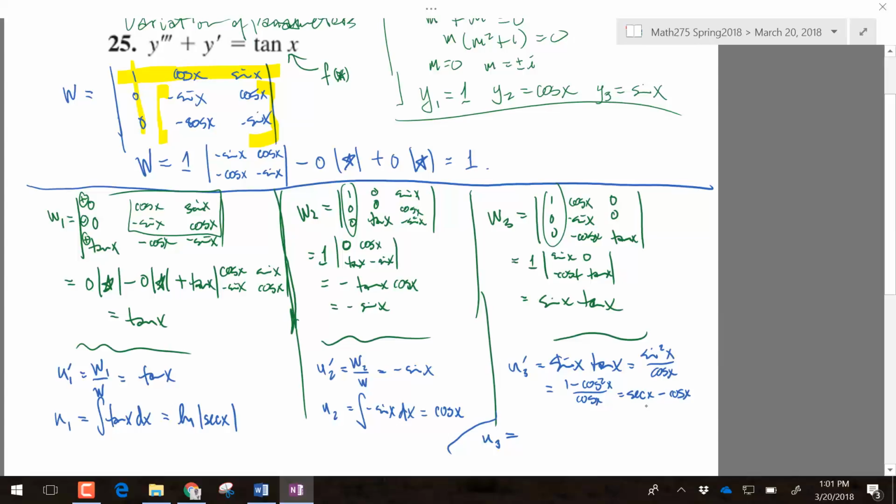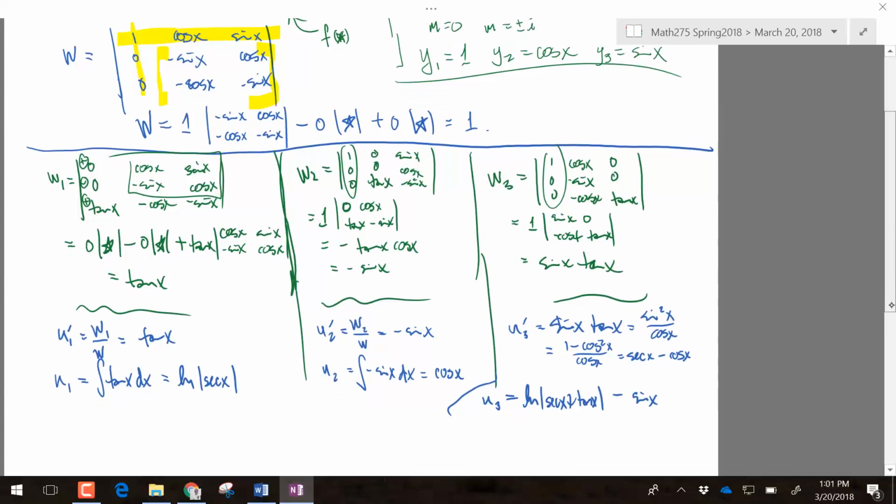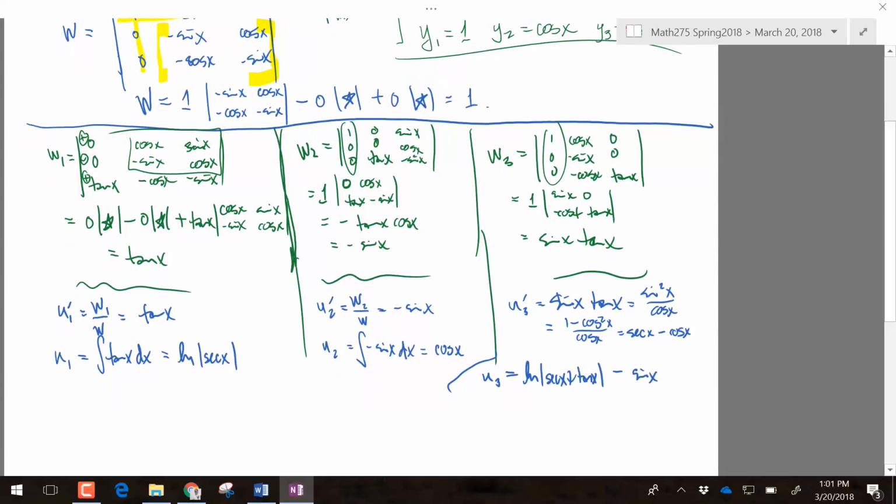So the integral of secant is, I think we did that. No, we didn't do that. It's ln of secant x plus tan x minus the integral of cosine, positive sign. All right.